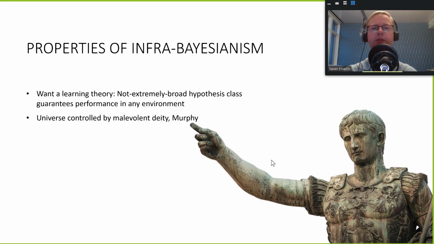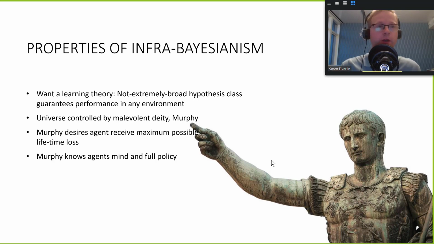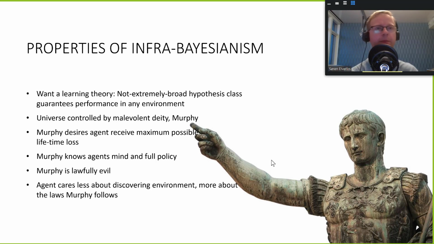So we assume here that the universe is controlled by a deity called Murphy, who is malevolent towards the agent because he wants the agent to get the maximum possible lifetime loss. Murphy is omniscient, knows the agent's mind, knows its full policy, but Murphy is lawfully evil. So Murphy has some set of rules that are as inconvenient as possible for the agent, and the agent still needs to try to get as little loss as possible in this setting. That means that what matters for the Infra Bayesian agent is not so much discovering the environment, but more about discovering what laws Murphy follows.